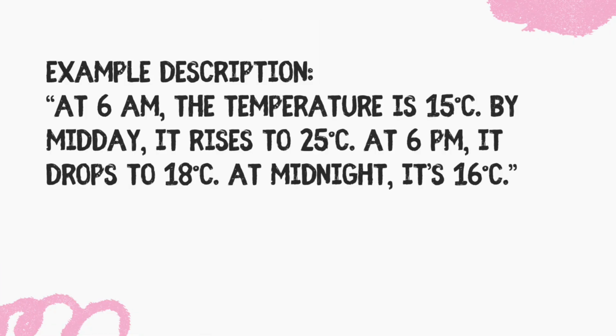Now we are going to draw a graph together. Example description. So this is the information that we are given. At 6 a.m., the temperature is 15 degrees Celsius. By midday, it rises to 25 degrees. At 6 p.m., it drops to 18 degrees. At midnight, it's 16 degrees.